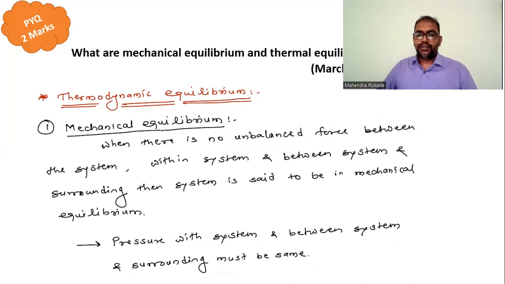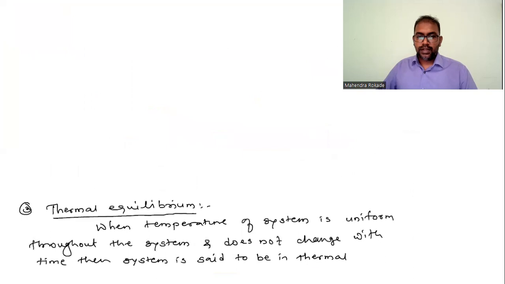Now, the second one we have to discuss is thermal equilibrium. Therm means heat, or heat we measure in terms of temperature. Basically, when the temperature of the system is uniform throughout and does not change with time, then the system is said to be in thermal equilibrium. In a single line, you remember, if the temperature of the system is constant, then the system is in thermal equilibrium.